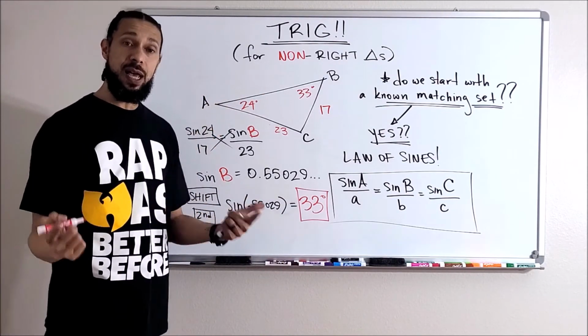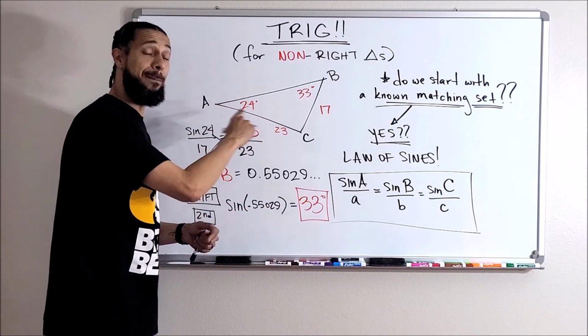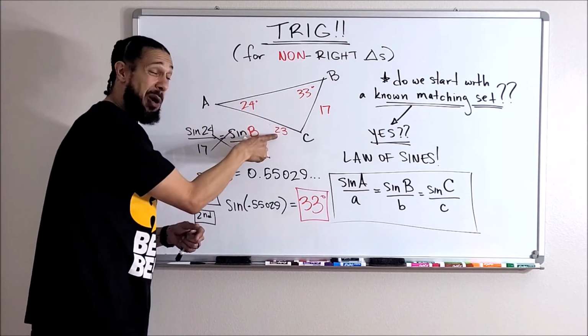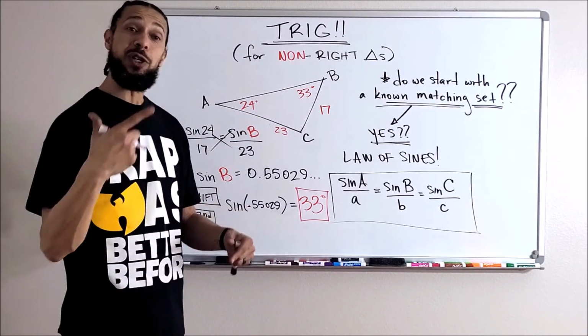And now this makes sense, right? Because remember, the bigger angle is across from the bigger side. 33 is the biggest angle up here. See how 23 is the biggest side up here? Now, I know what you're thinking.